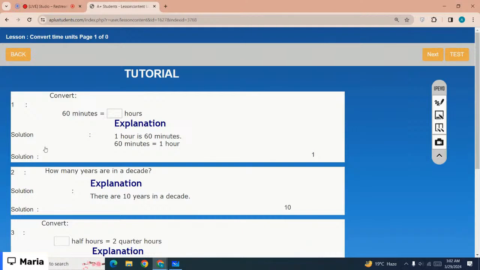Okay, you're given 60 minutes, you have to see how many hours they are. So in 1 hour we have 60 minutes, right? So 60 minutes equal 1 hour. The correct option is 1 hour.